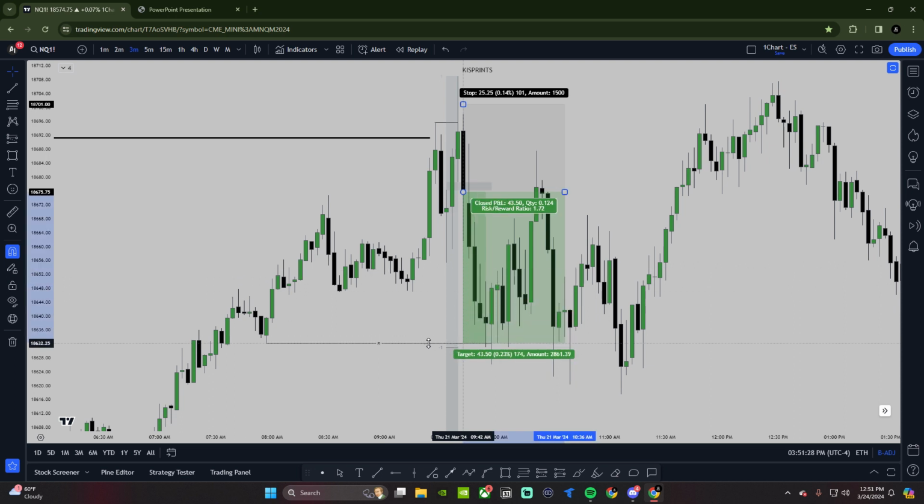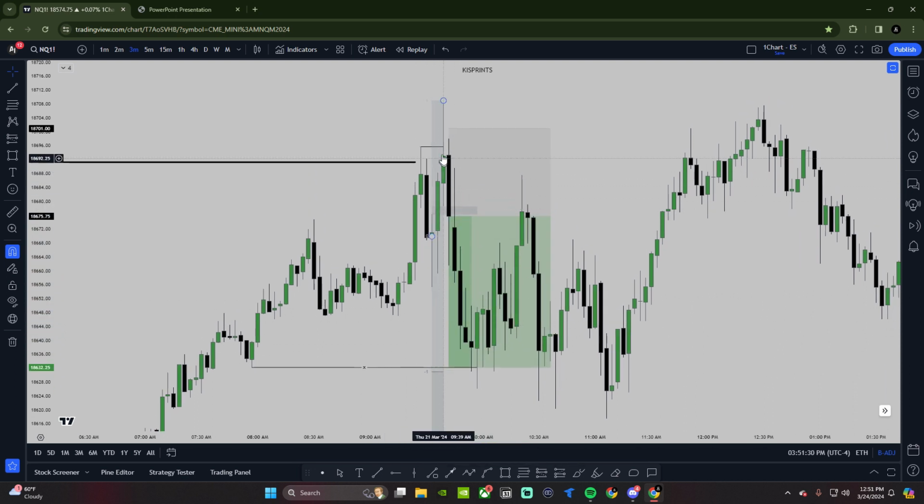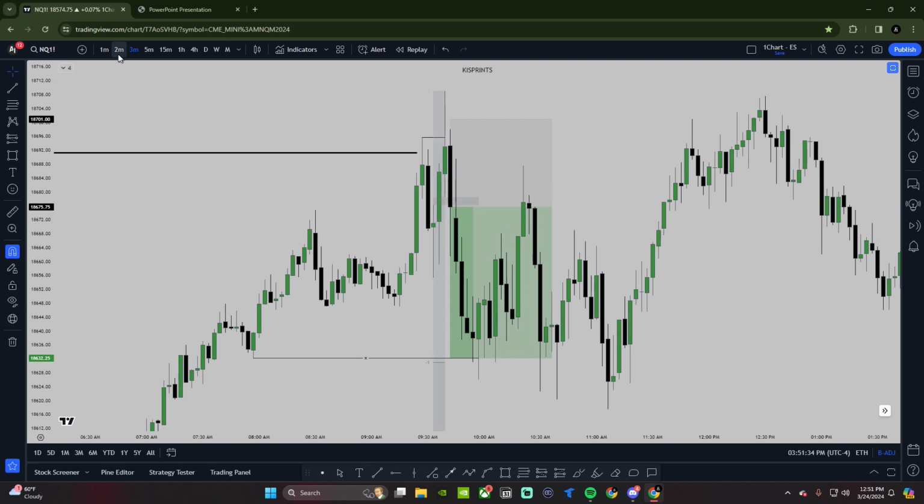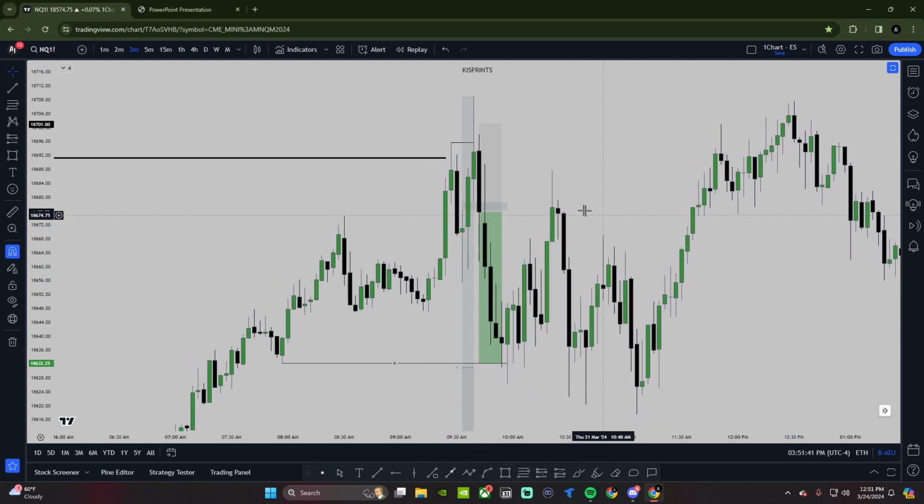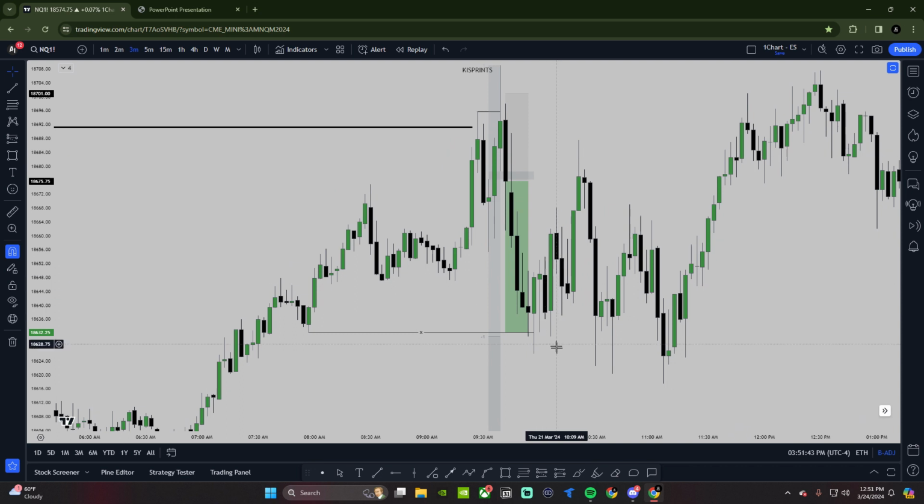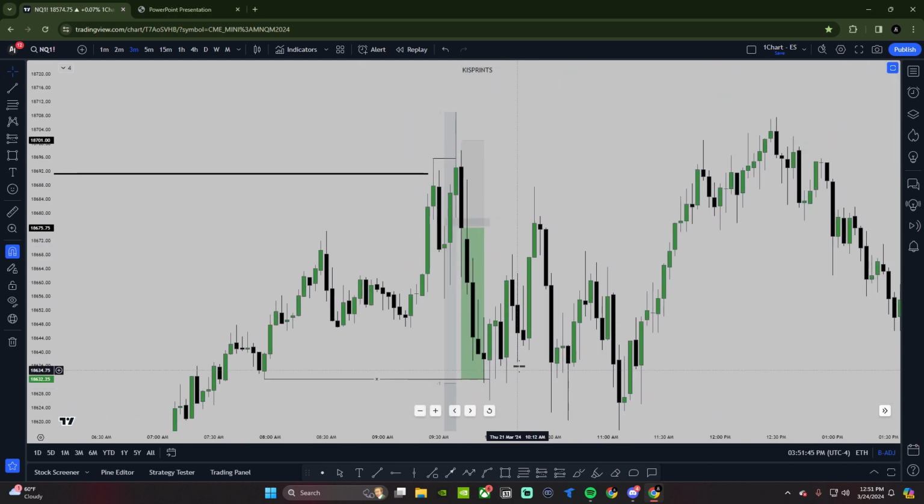And then you target, if it's a 3 minute model, then you take the 3 minute standard deviation. But if you take it on the 1 minute, then take the 1 minute standard deviation. That's just a good rule of thumb. This is a nice 43 point play right here. Very beautiful, honestly.